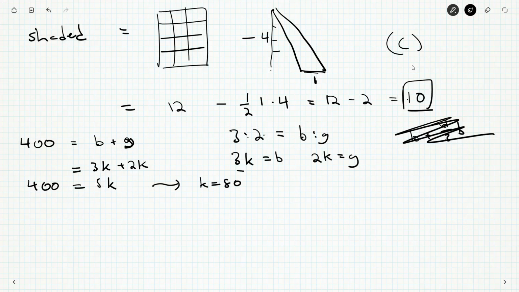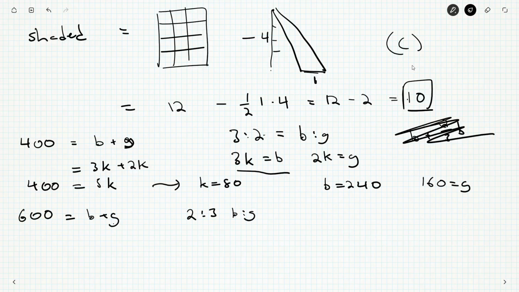So what does that mean? Well, if there's 3k boys, there's 240 boys at Cayley and 160 girls at Cayley. Okay, what about Fermat, the Fermat Collegiate Institute? Well, that's, again, boys and girls, but the ratios are swapped this time. Boys to girls is 2 to 3.